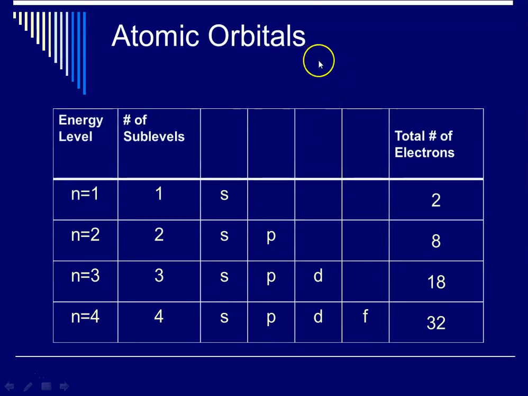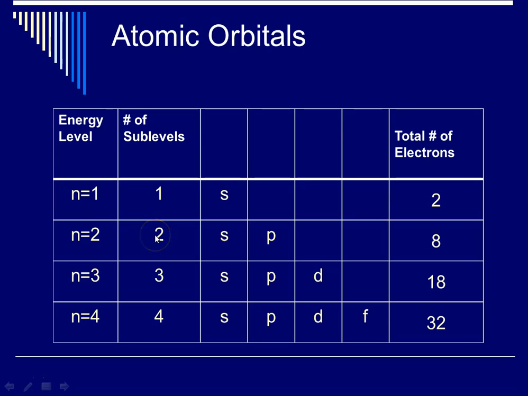So here is a table that lays out the energy level, the number of sublevels, the type of sublevels, and then the total number of electrons. So let's take them one at a time. At principal level 1, there's only one kind of sublevel. It is the S sublevel, which is spherical around the origin, so around the nucleus in this case, and it can hold a maximum of 2 electrons.